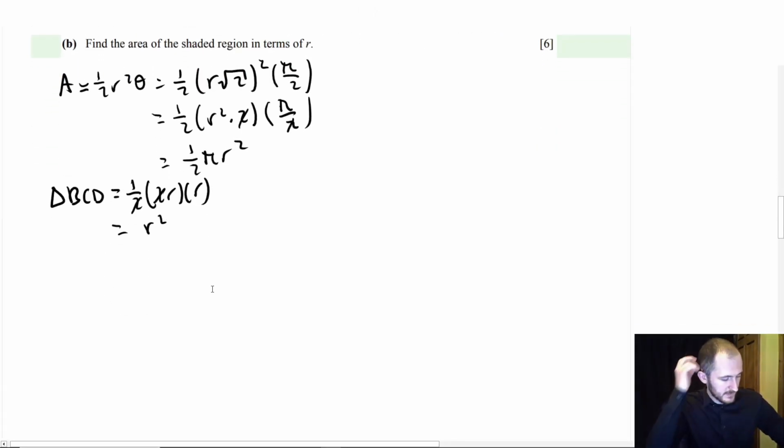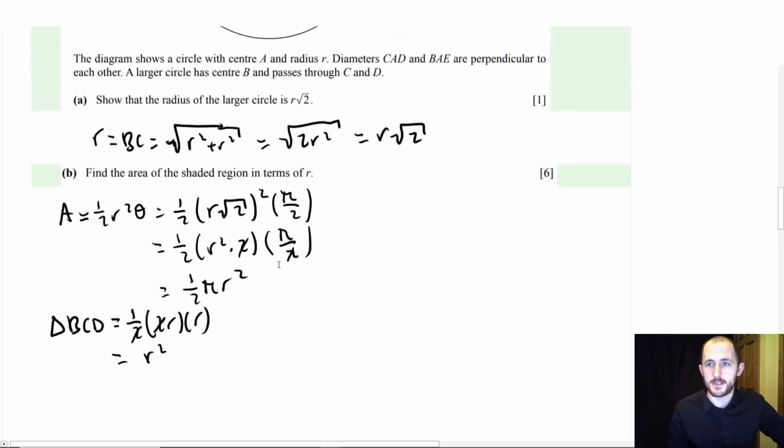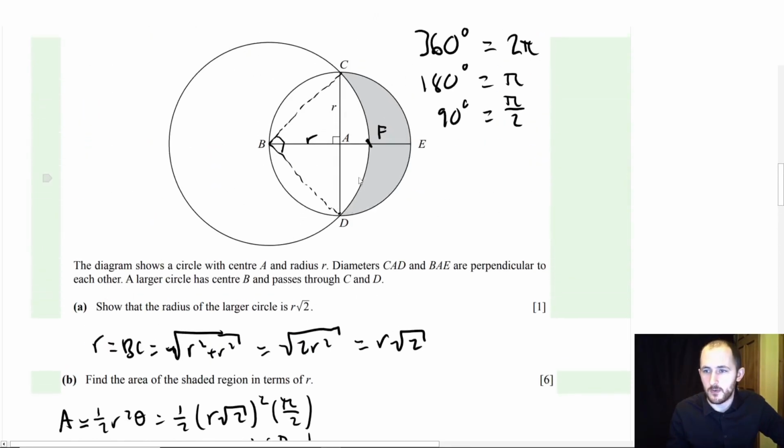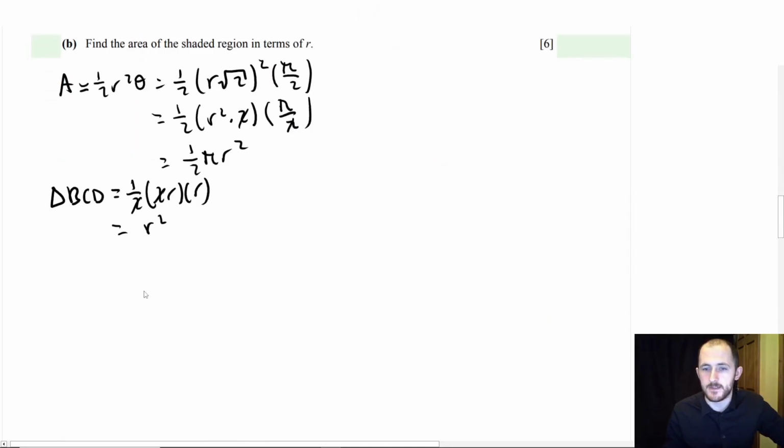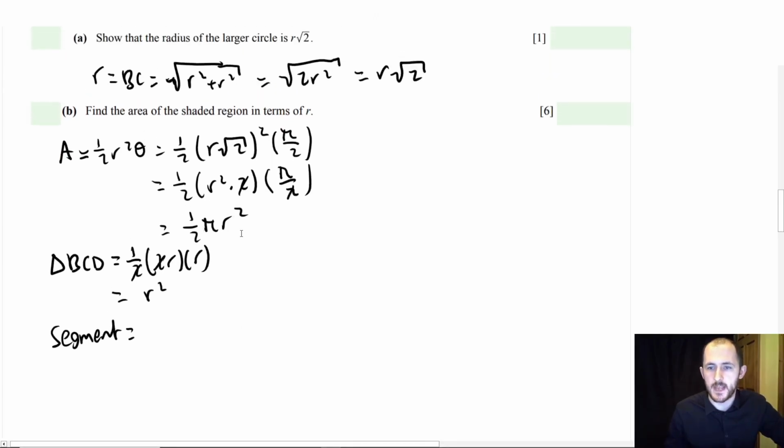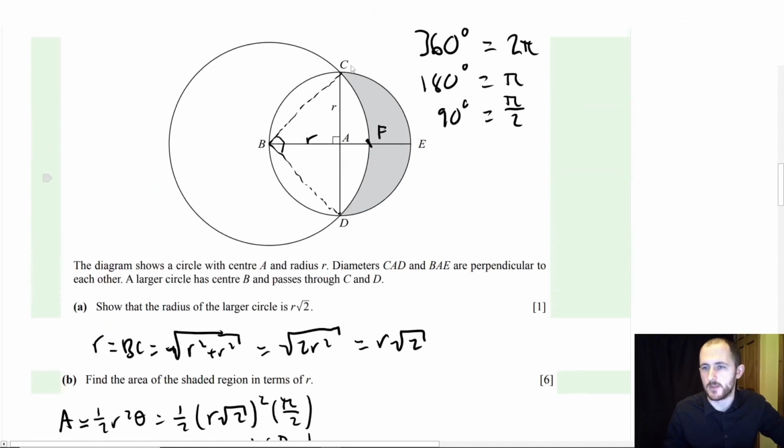Now the reason why I did this is I want to work out the area of the segment, which is this little slice here, which I'm going to call CFD. Okay. So the area of the segment CFD, let's call it, is going to be equal to the area of the sector minus the area of the triangle.